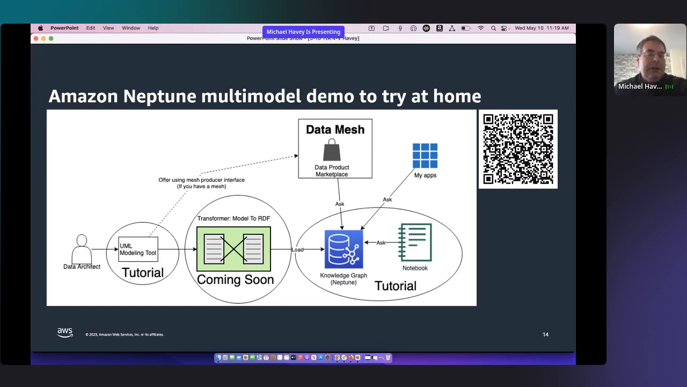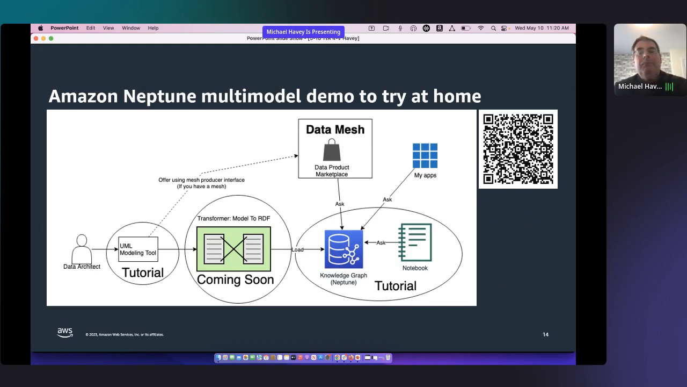In the approach, basically, as a data architect, you can use a UML modeling tool to document all of your data products as part of your multi-model solution. You could then, if you had a mesh, use what's in that model to publish your product to a data mesh. That's shown as a dashed line here because I don't actually build that in my demo. But then using a transformation that takes the UML and converts it to RDF, or Resource Description Framework, we can load the products into a knowledge graph based on Amazon Neptune.